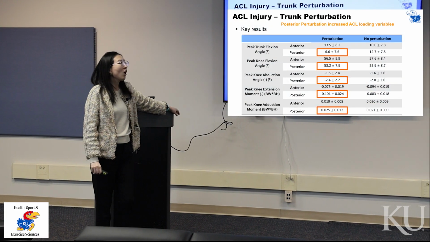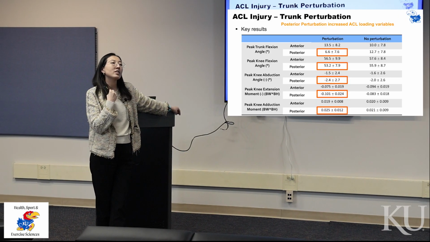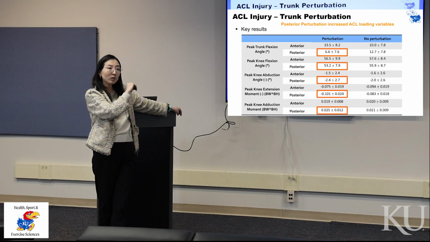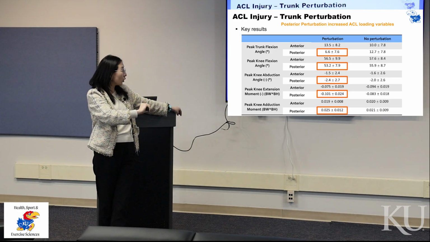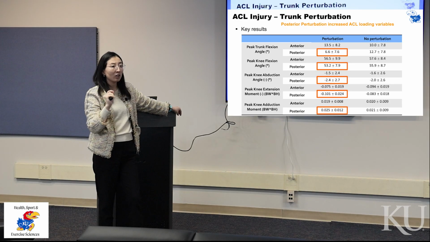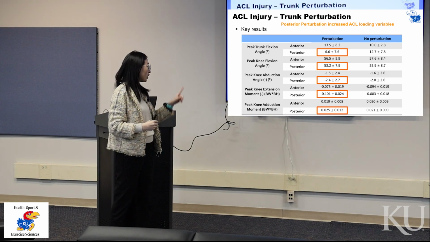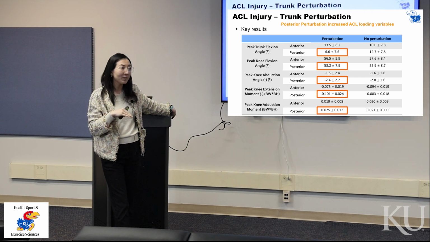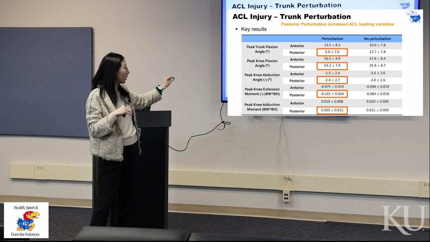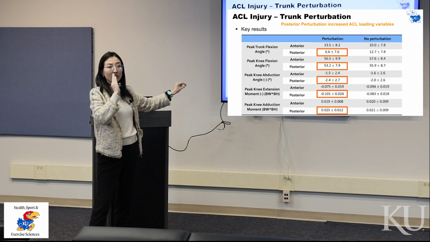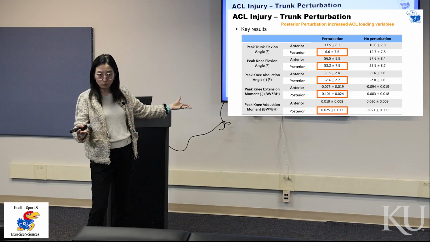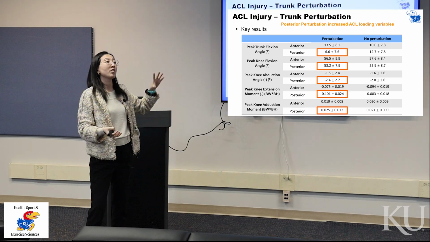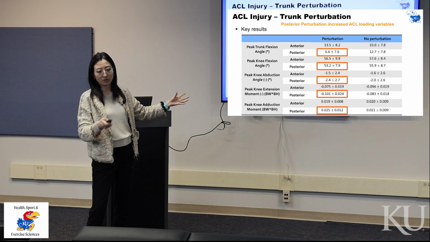But in general, what has been found is when the subject is being pulled back, we see a limited trunk flexion angle, an increased knee abduction angle, which means greater knee-in position, and a limited knee flexion angle, which means a more extended knee. And those knee extension and abduction moments, which means loading in different directions, are increased as well, which is associated with greater ACL injury risk. So the results are consistent with those video analyses.